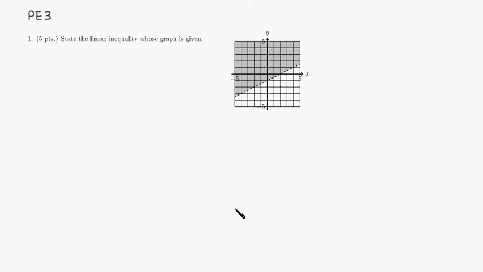Okay, let's look at practice exam 3, number 1. The first thing we do is try to come up with the borderline equation. You can see that the y-intercept is right here. The y-intercept is -1, so b is -1.